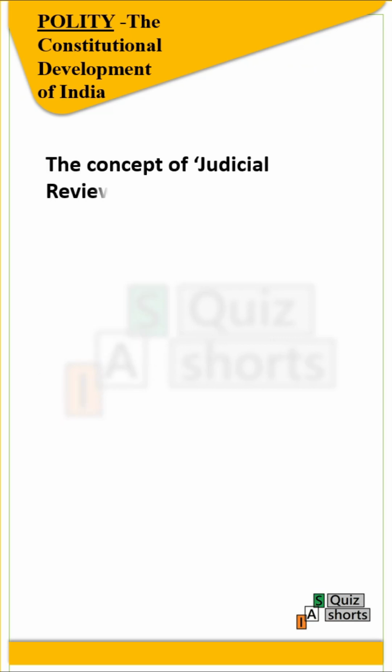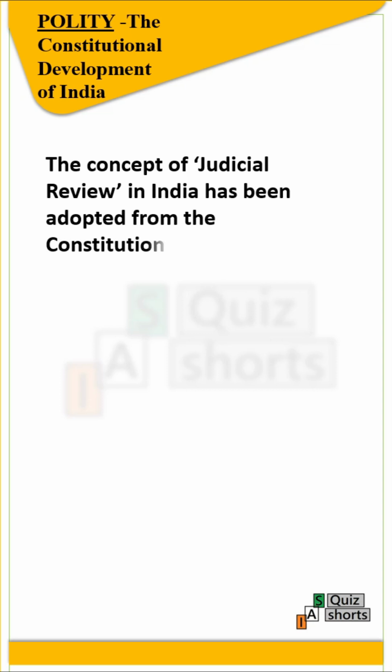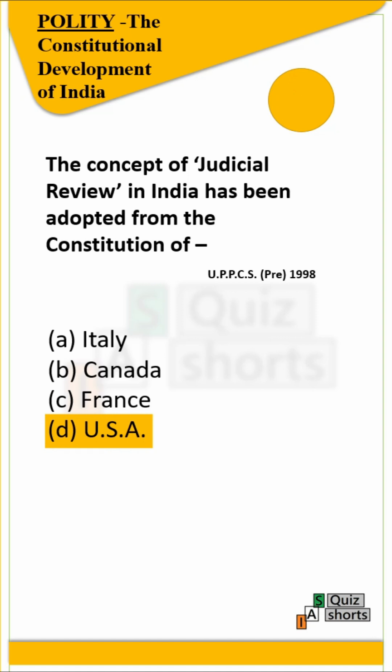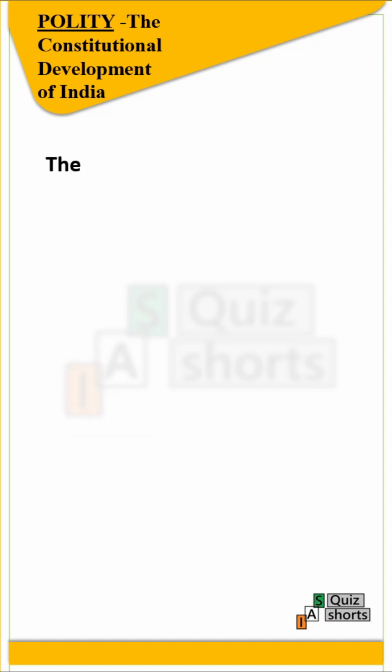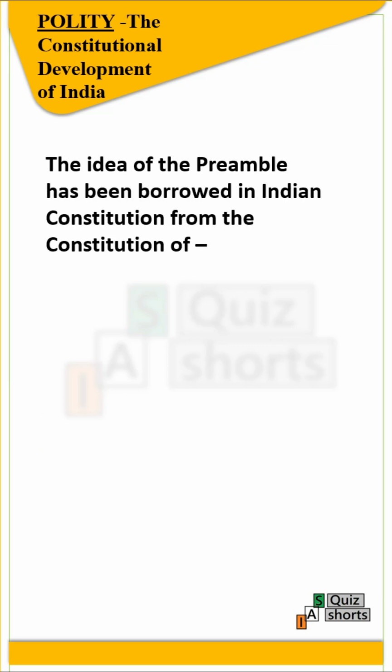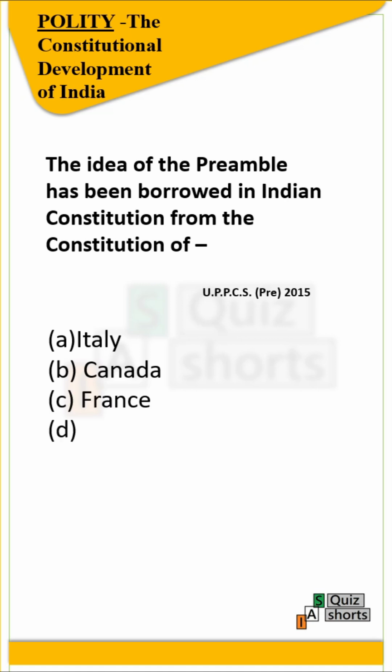The concept of judicial review in India has been adopted from the Constitution of A. Italy, B. Canada, C. France, D. USA. Answer is D. USA. The idea of the preamble has been borrowed in Indian Constitution from the Constitution of A. Italy, B. Canada, C. France, D. USA. Answer is D. USA.